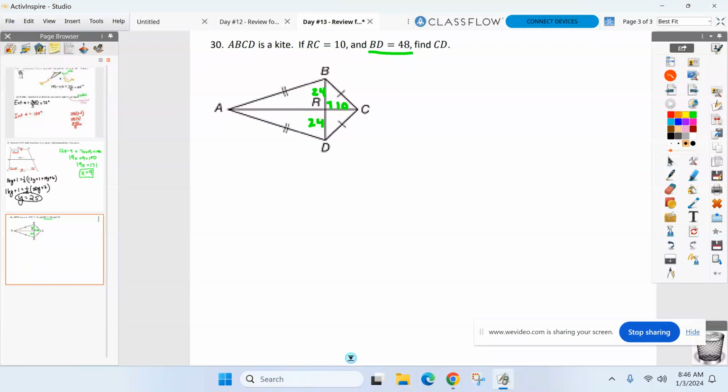Why? What type of triangle is RCD? A right triangle. I know two sides. How do I find the third? There it is. Pythagorean theorem.